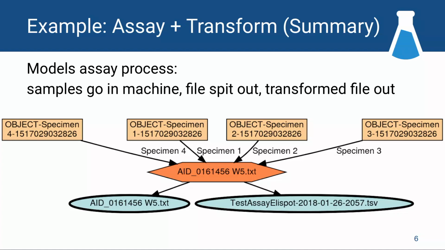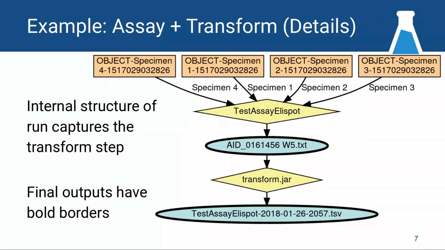The way to think about it is the samples go into the machine and a file comes out, right? And so the file is the output of this process, of the assay process. There's another node in there. There's another output, which is the transformed data file as well. So when we look at it at this level, the samples come in and some files come out. But we can go deeper. And we can look at the internal structure of this run in a little more detail.